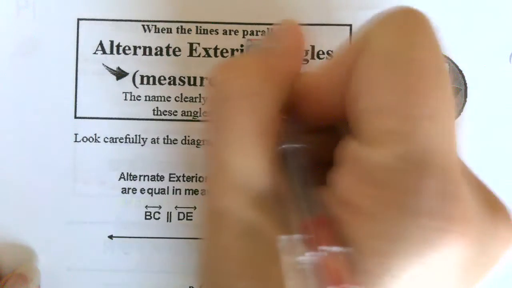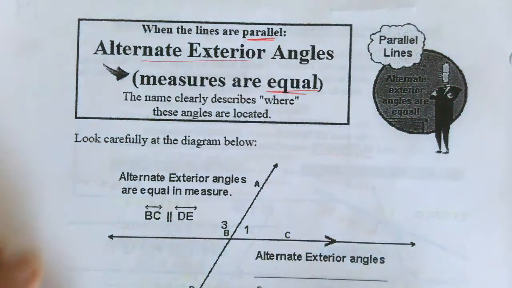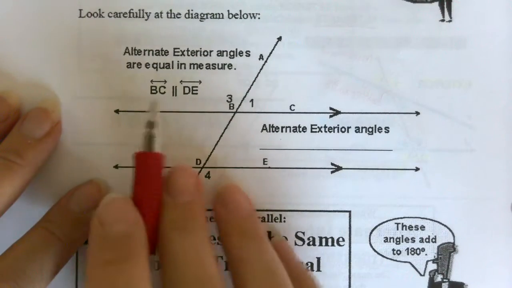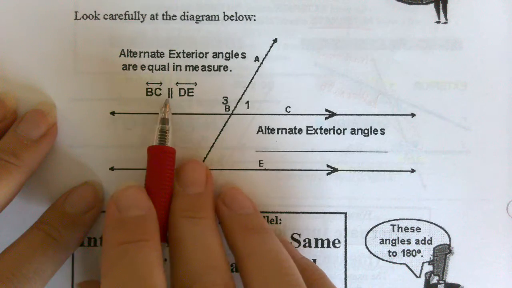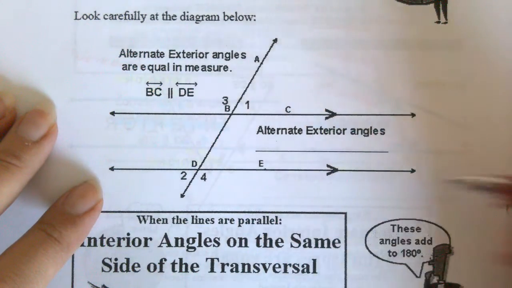Now, these rules are only true for when they're parallel lines. So alternate exterior also equal. So let's jump down here. Again, the lines have to be parallel. So BC is parallel to DE. Here's BC, here's DE. Here's your angle.